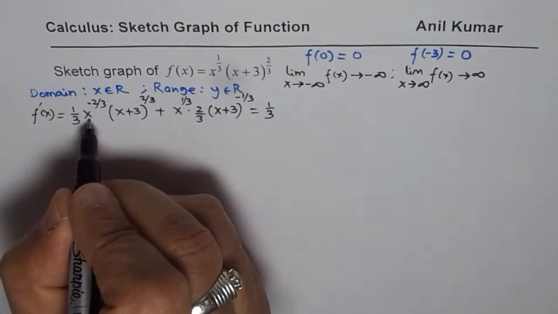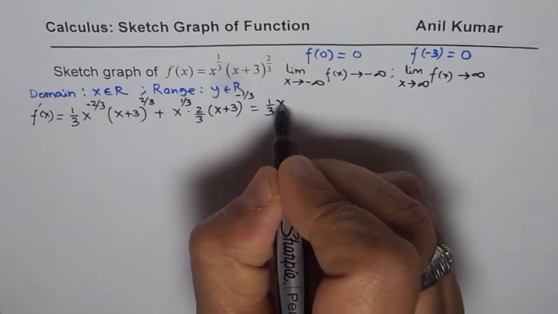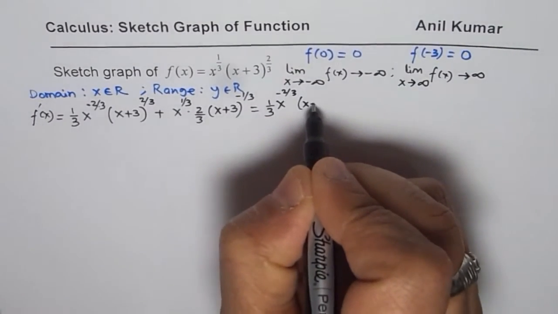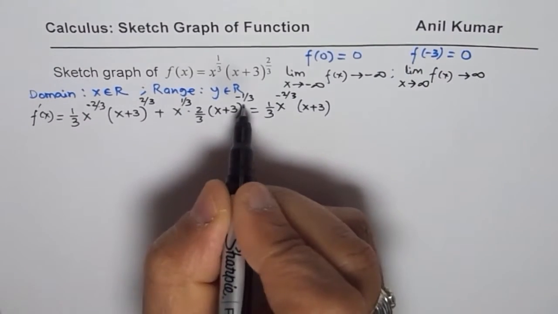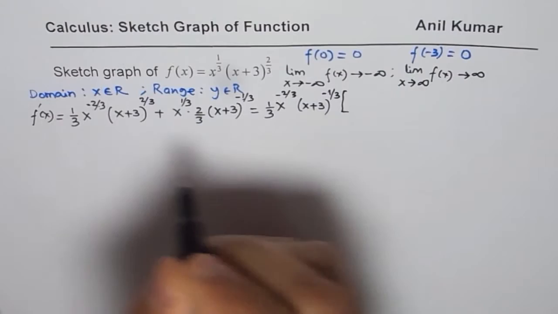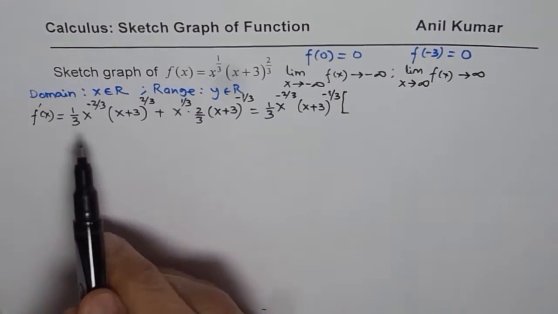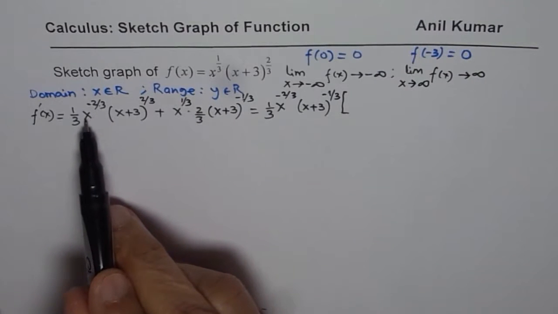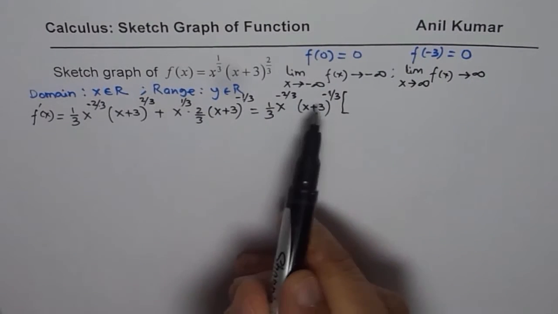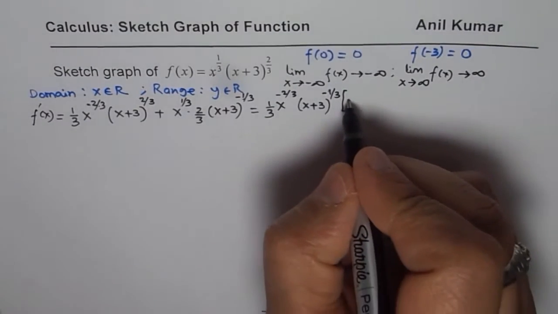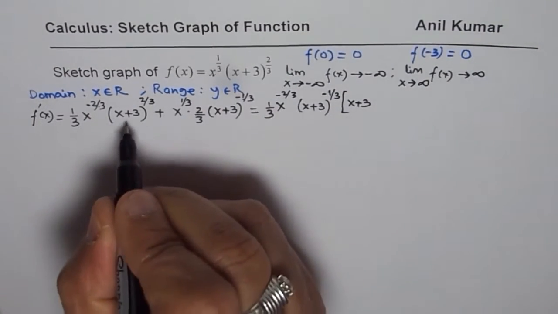x to the power of minus 2 over 3 is common. So we'll set x to the power of minus 2 over 3 and x plus 3 to the power of, which is lower, minus 1 over 3. So we'll take these common factors and then see what remains. From this term, we have already taken 1 over 3. Now here, we have taken minus 1 over 3. If I add that, I get 1. So I get x plus 3 as a factor here.